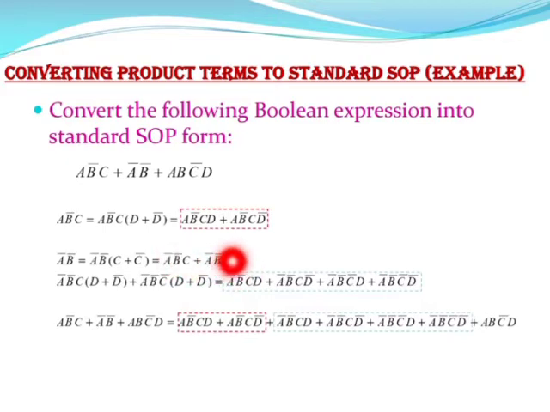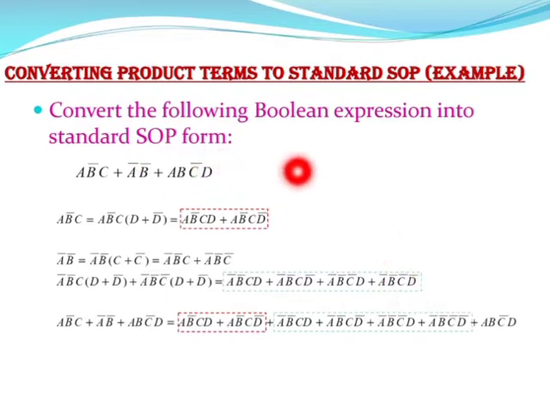So we get two terms. Next we should multiply this with D plus D bar. So A bar B bar C into D plus D bar, A bar B bar C bar into D plus D bar. So multiply, what we will get is A bar B bar C D, A bar B bar C D bar, A bar B bar C bar D, and last A bar B bar C bar D bar, this term.